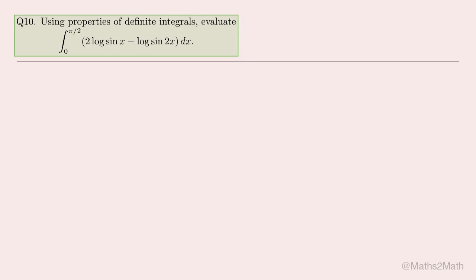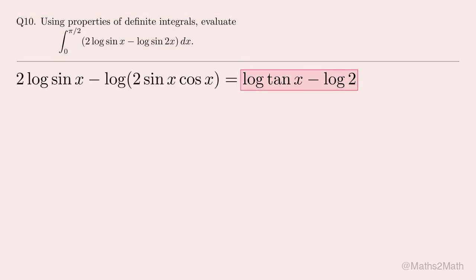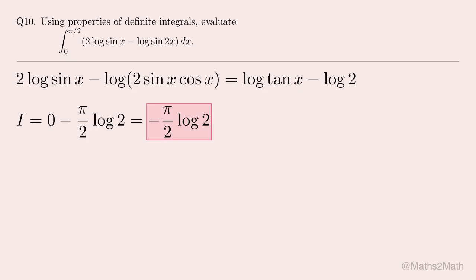Question 10. Expand the double angle log and watch the signs cancel. Log tangent appears, whose integral over the quarter turn is 0. Sine 2x is 2 sine cosine. The combination reduces to log tangent minus log 2. The log tangent integral vanishes by reflection, leaving minus pi over 2 log 2.